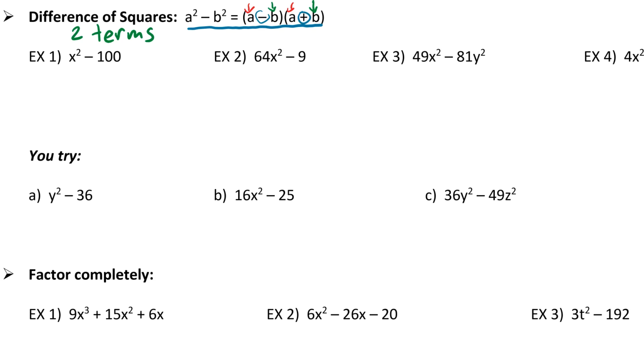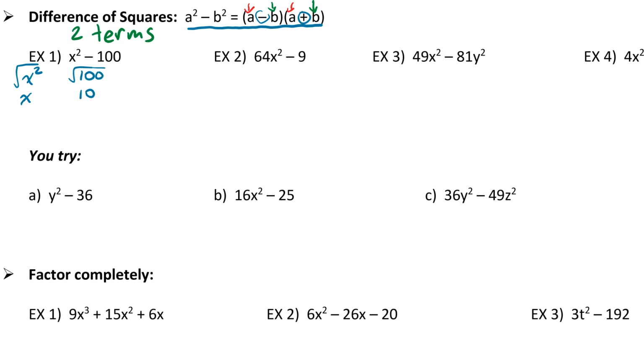So here's what that actually means. For example 1, we have x squared minus 100. So those are both something squared. So for x squared, if we just took the square root of that, we would just get x. For 100, if we took the square root of that, we would just get 10.